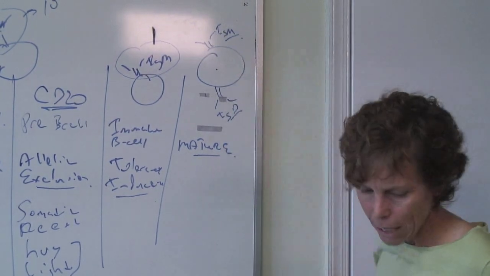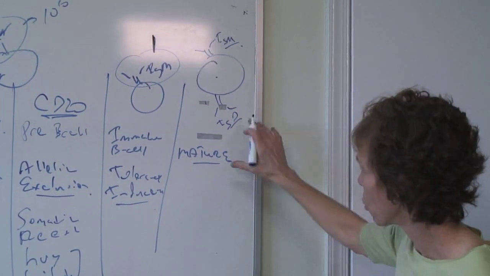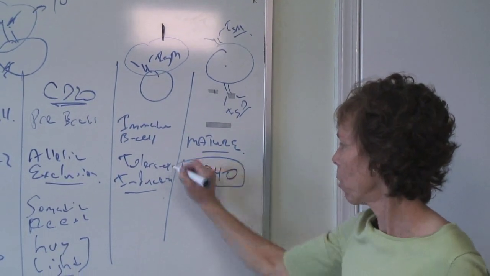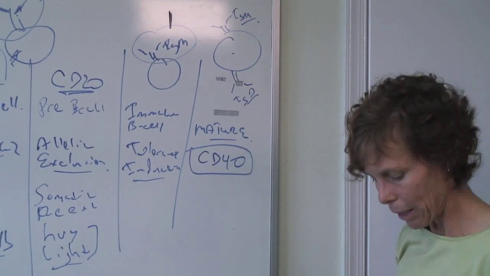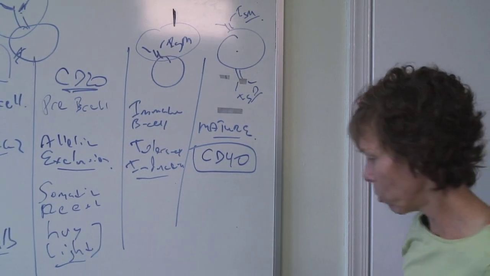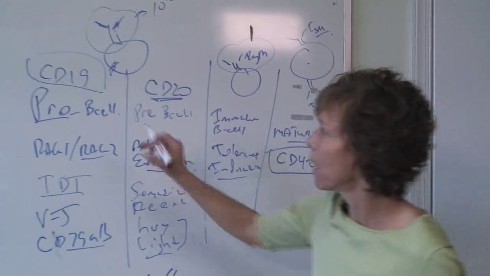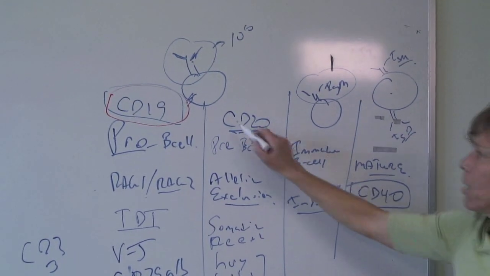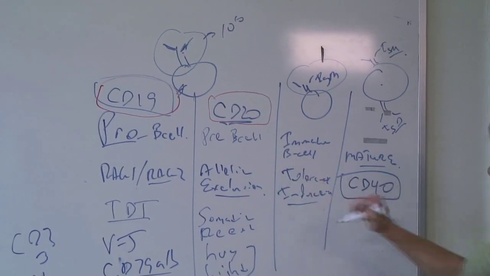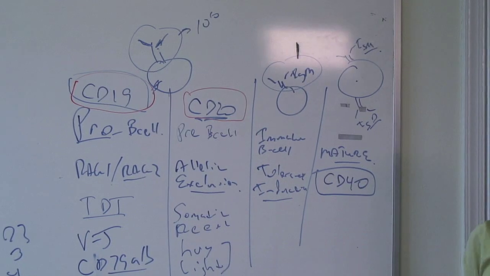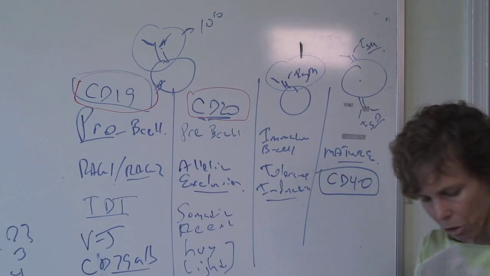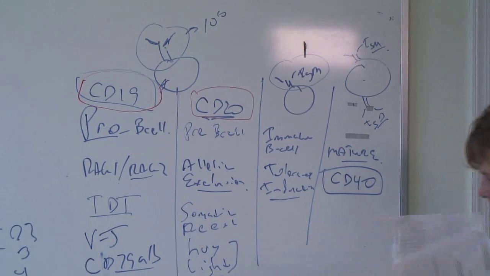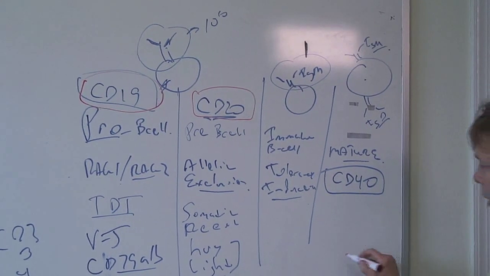All right, and so that's the function here, and you also have this molecule, which is CD40. Now, let's just review and highlight. CD19 is pro-B cell. CD20 is at the pre-B cell stage, and then at the mature stage is CD40. CD40 is exceptionally critical because it is the counter molecule to your T cell.